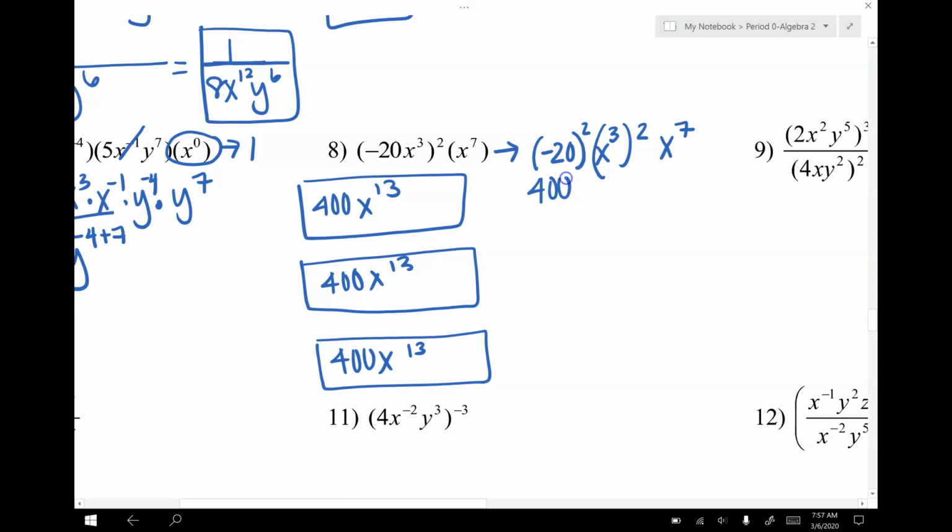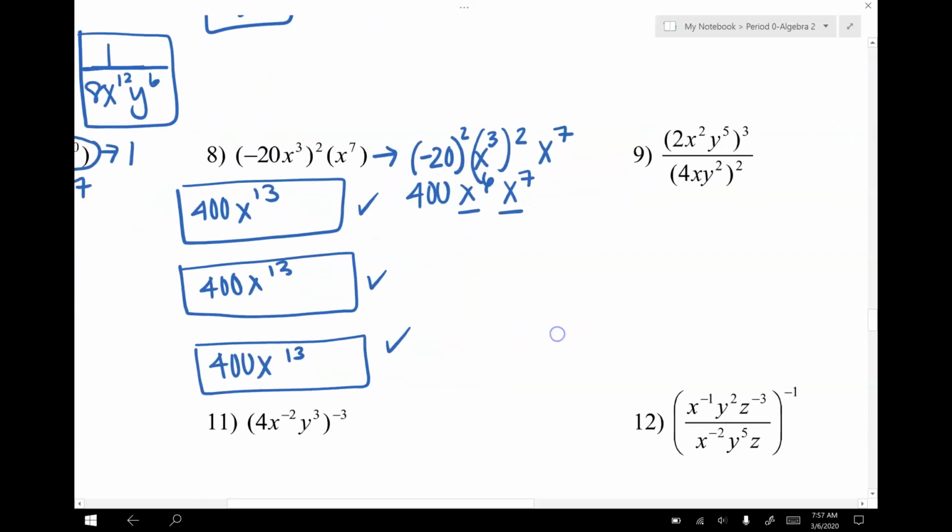So 400. Power to the power, now I would have x to what? 6. And then x to the 7, drop it down. Bases are exactly the same, so you add. So you guys are good. Awesome. All right, go ahead and do 9.